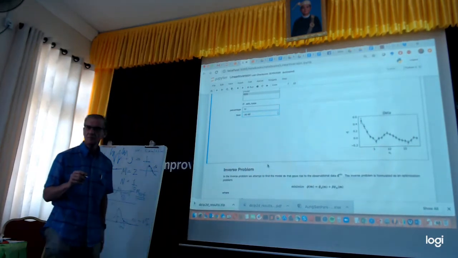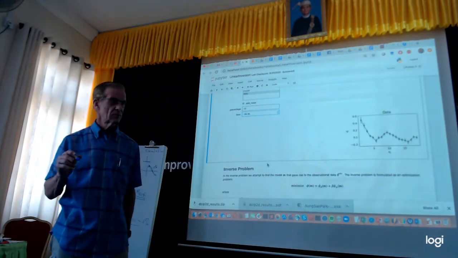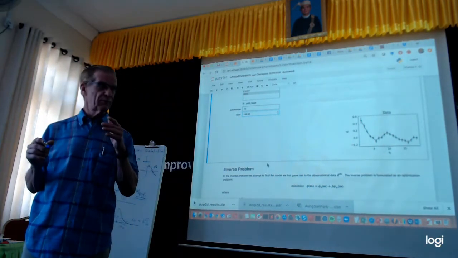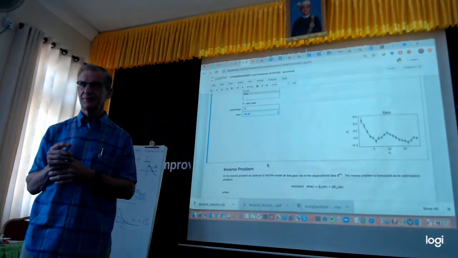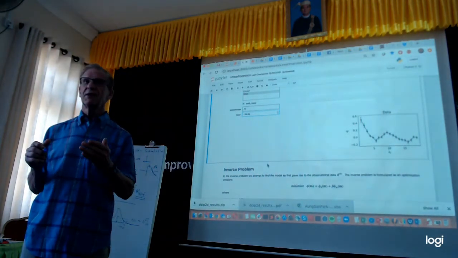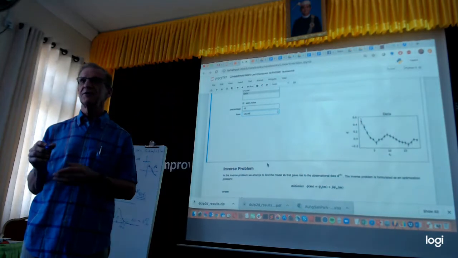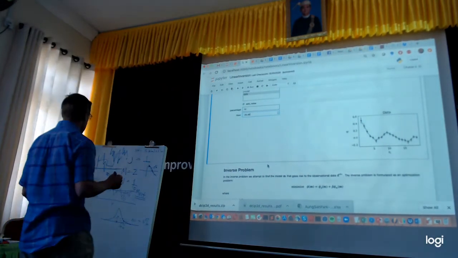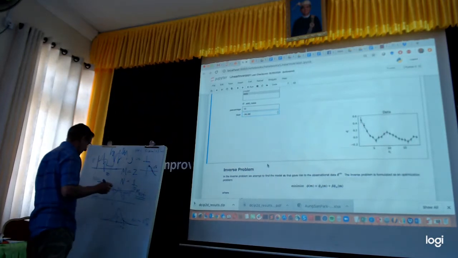Always think about floor plus a percentage. This is perhaps one of the most important things to think about in doing inversion, because I'll come to it in a moment.